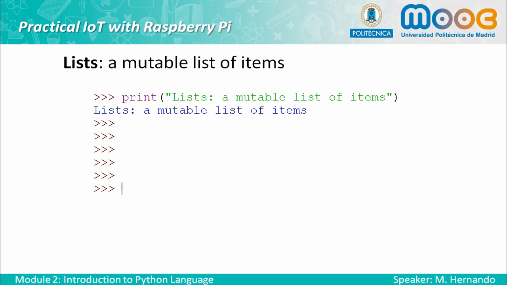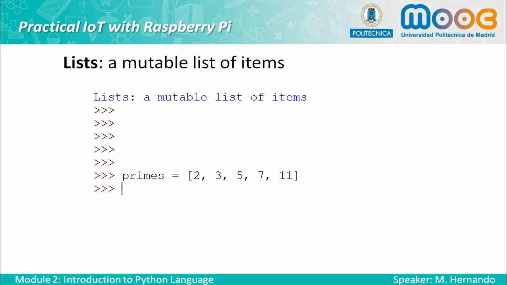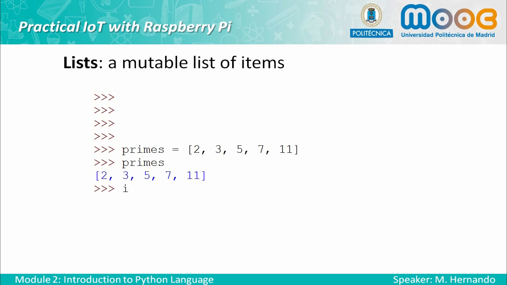A list can be written as a list of comma-separated values, items, between square brackets. Lists might contain items of different types, but usually the items all have the same type. For example, the list of prime numbers, or the same but in a more heterogeneous way.